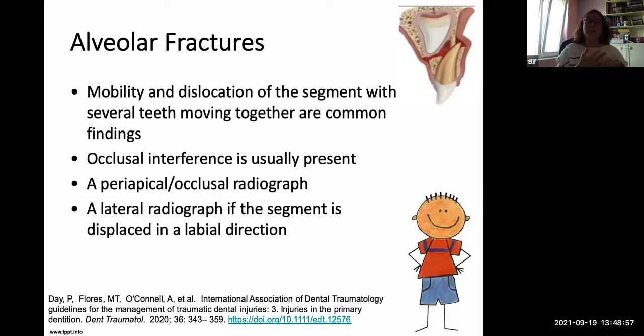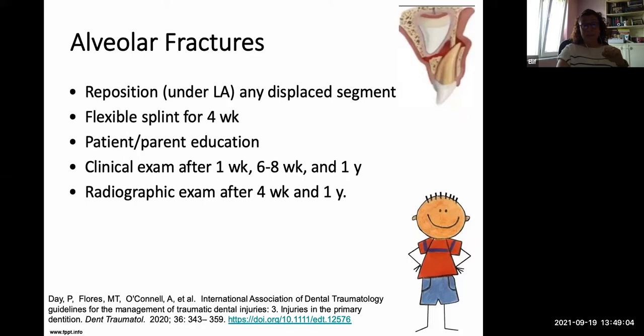And sometimes if the segment is displaced in a labial direction, a lateral radiograph might also be needed. The thing that needs to be done is we should reposition the displaced segment, of course, under local anesthesia, and we need to make a flexible splint for 4 weeks. Also, patient and parent education are needed, and clinical and radiographical follow-ups extended to a year are also required.